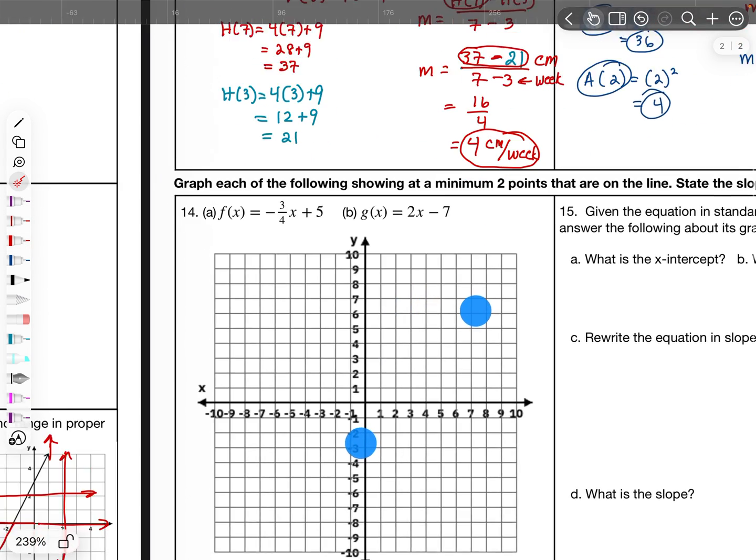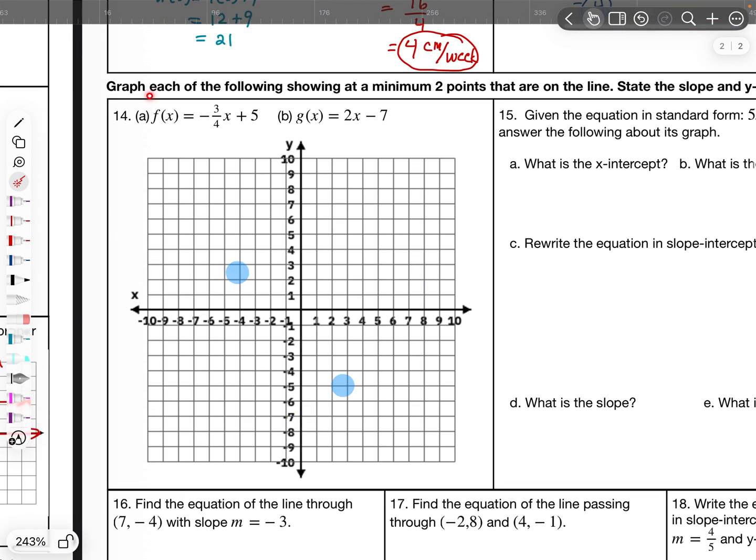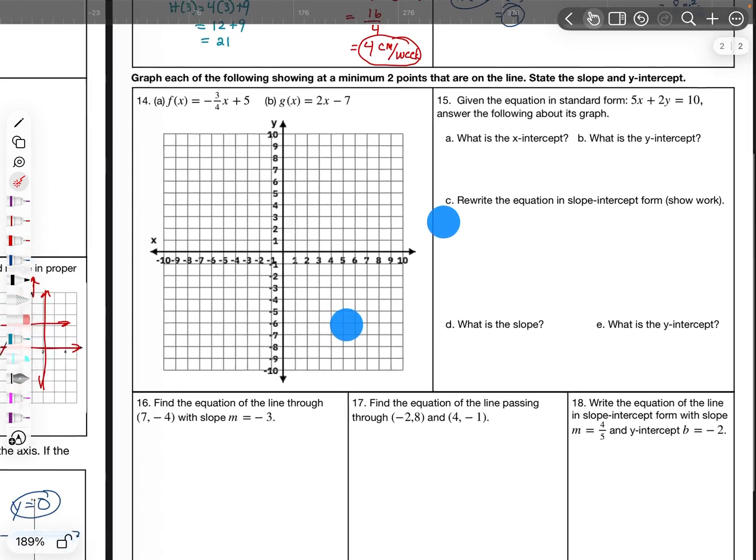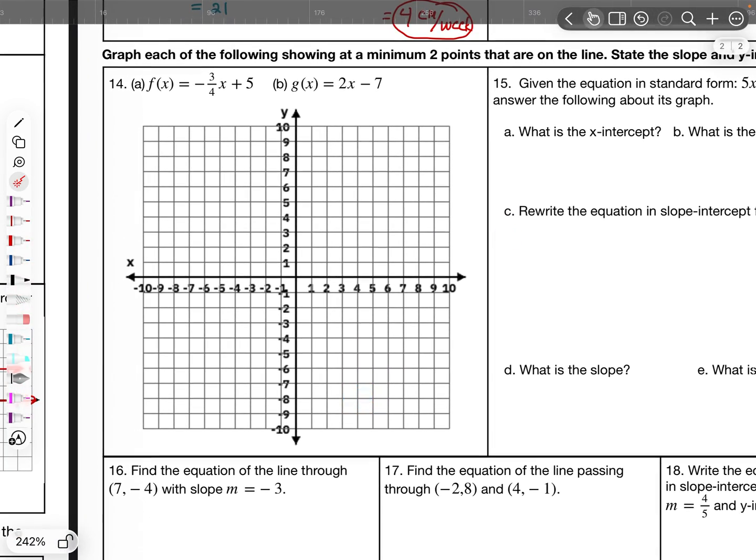Let's see here, number 14. Graph each of the following, show a minimum of 2 points. State the slope and y-intercept. All right, that'll be pretty easy to do. Here's my first equation. That is in y equals mx plus b form. So my slope is negative 3 over 4, and my y-intercept is 5. And I just graph that.